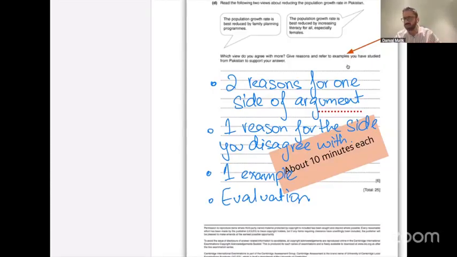So 1 mark for the example. So 4 marks for the content, 1 mark for the example, that's 5 marks. And then 1 mark is for the evaluation. So in total, that's how you get 6 marks. Now, evaluation, you can give at the start of the answer or at the end of the answer. That's up to you.